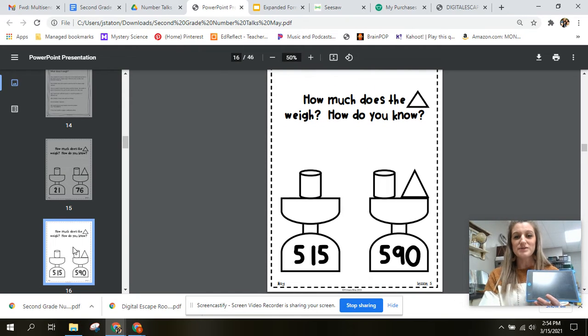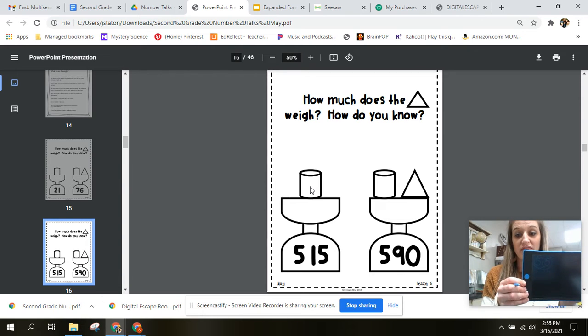Okay, woo, those numbers got big in a hurry, didn't they? So let's look at these. How much does the triangle weigh? And how do you know? So we know that the cylinder is worth how much? And this one is worth 515, right? I'm going to circle that because that's what we already know. We've started with that. Now, we know that if we put something else on there with it, which they did, they put the triangle on there, that together the two weigh 590. So how can we get from 515 to 590?